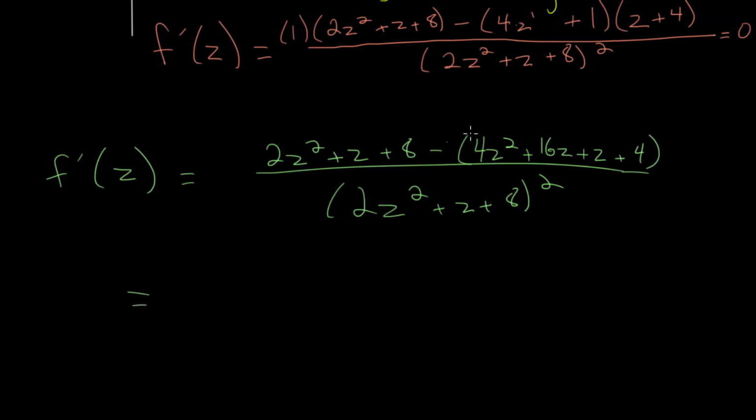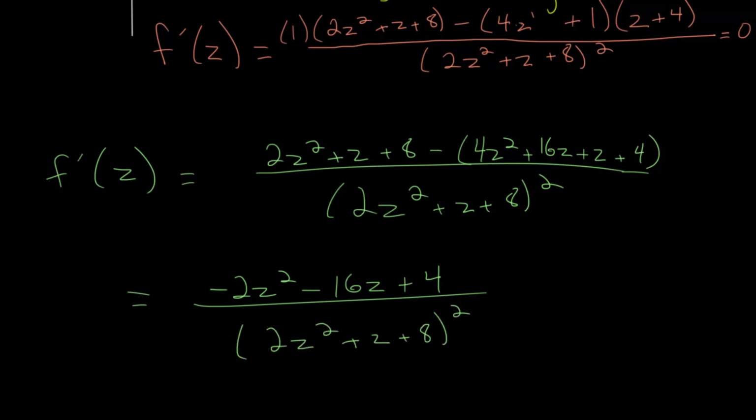Now let's actually carry out this subtraction here. We'll distribute that to all of these so that in our numerator we get 2z squared minus 4z squared, which would be minus 2z squared. We get plus z minus 16z minus z, so that would just be minus 16z. And then plus 8 minus 4 would be positive 4. And again, we can just rewrite this denominator.